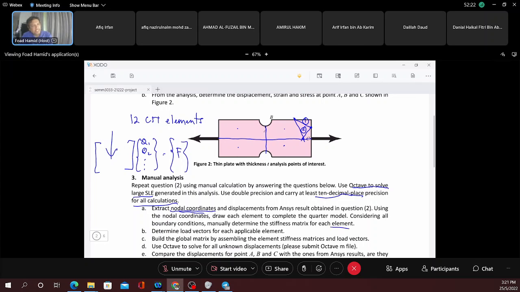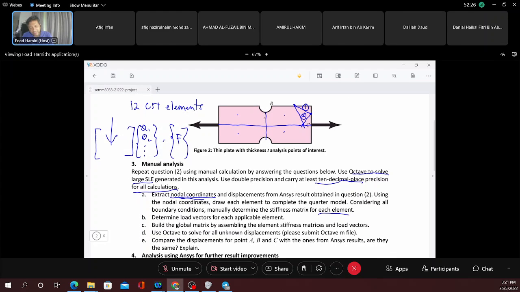So we have K1, K2, K3, and so on up to K12, and then we determine the load vectors for each element: element 1, element 2, element 3, and so on. And then build the global stiffness matrix, the global matrix for assembly of the element stiffness matrices and load vectors.